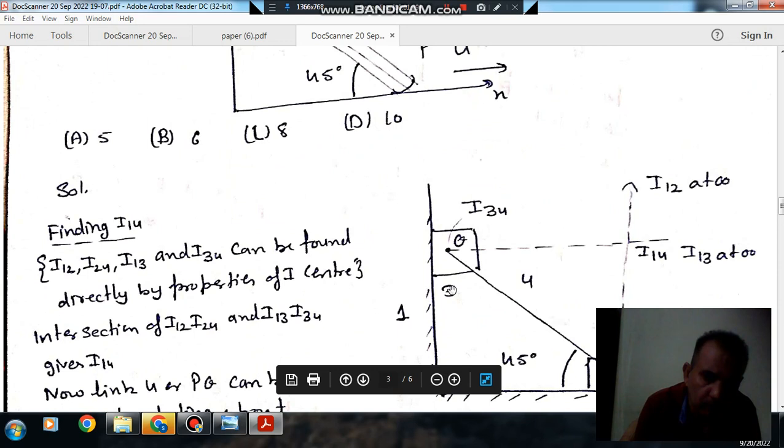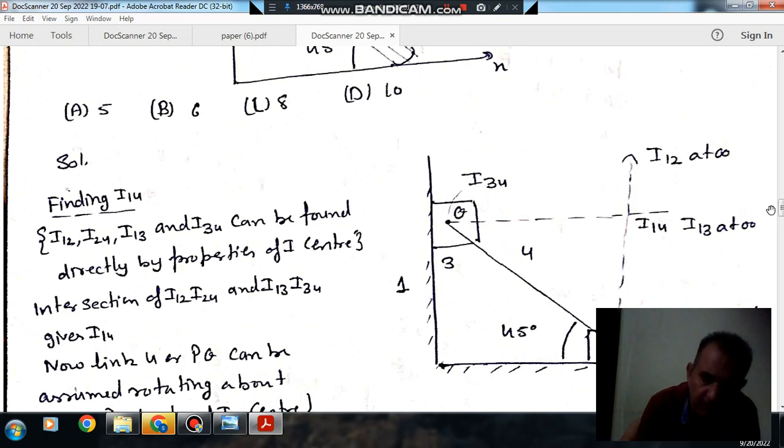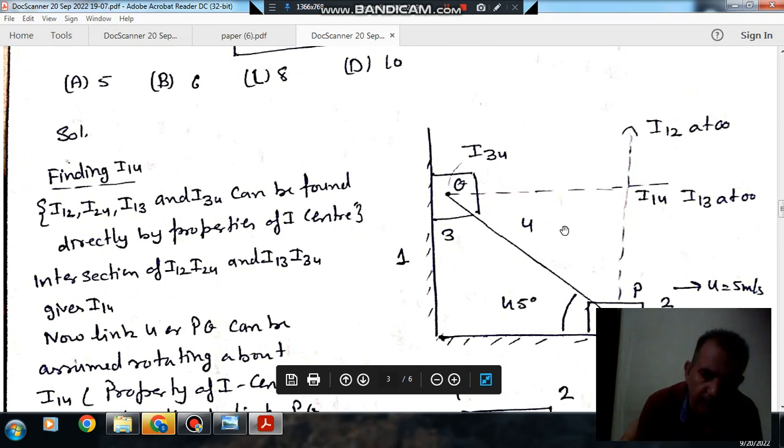From inspection, this will be I13, because this is sliding and the length is fixed, so its I center will be at infinity, perpendicular to the motion of the slider. Similarly, this is link 2 and this is link 1, so I12 will also be at infinity perpendicular to the motion of the slider. This is the common point between 3 and 4, so this will be I34, and this is the common point between 2 and 4, so this will be I24. And U is 5 meter per second. So these are the I centers.